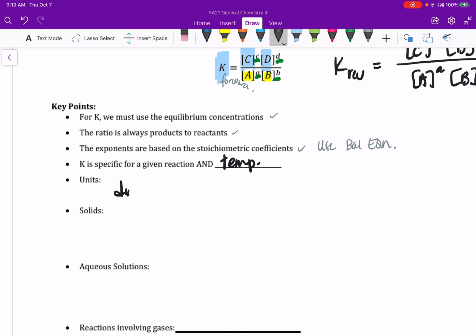The units for K are none, right? So K is what we call a dimensionless quantity. So it's not going to have units. There's a section in your book if you want to read a little bit more about this. It's actually dimensionless because units are all canceling. But for our sake and for what we're going to use, just recognize it's dimensionless. So we don't need to include units.